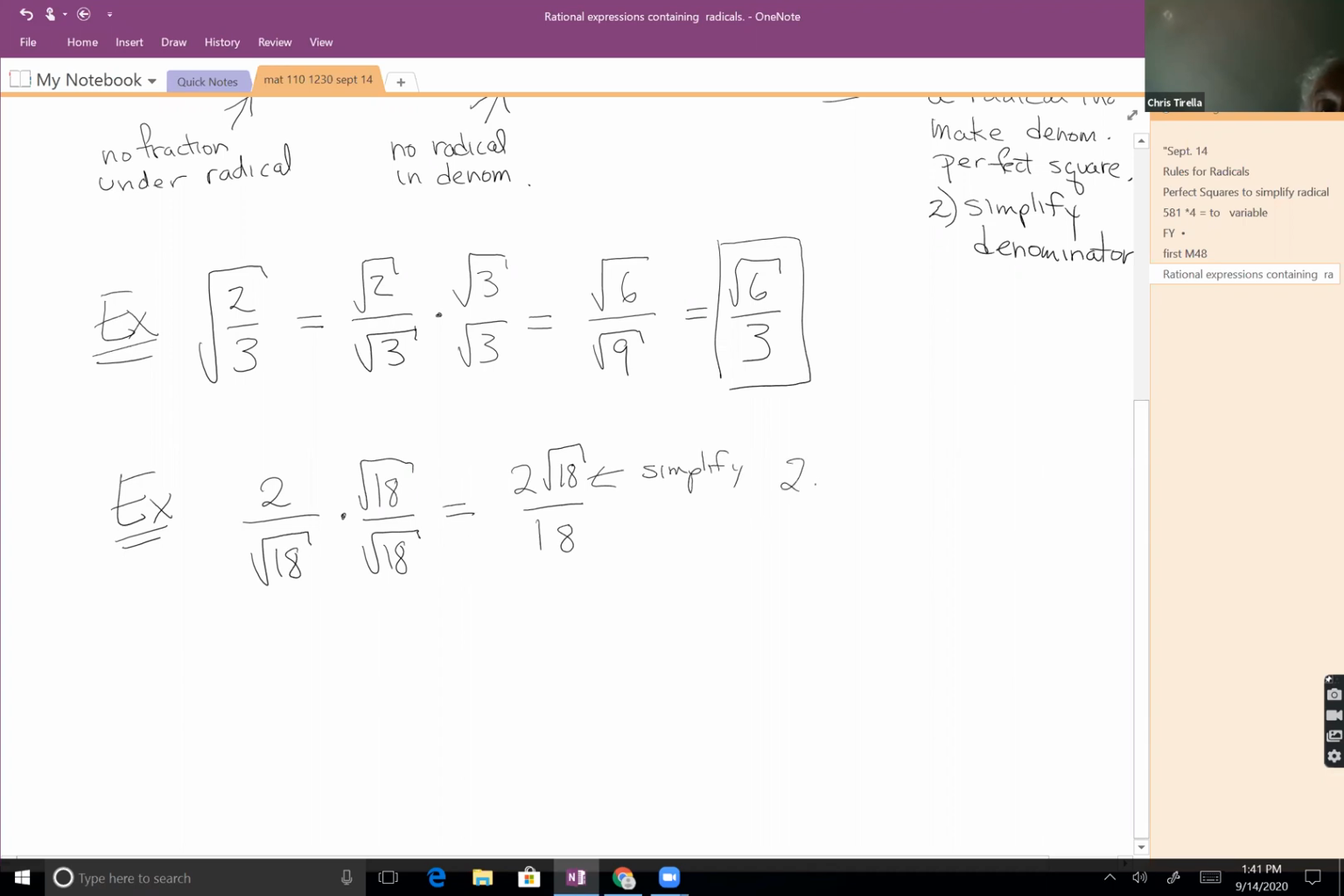That would give me 2 times the square root of 18, which is 9 times 2, over 18. So that would give me 2 times 3 radical 2 over 18, which would give me 6 radical 2 over 18. And the 6 over 18 I could reduce to 1/3. Wow, that was a mouthful, wasn't it?